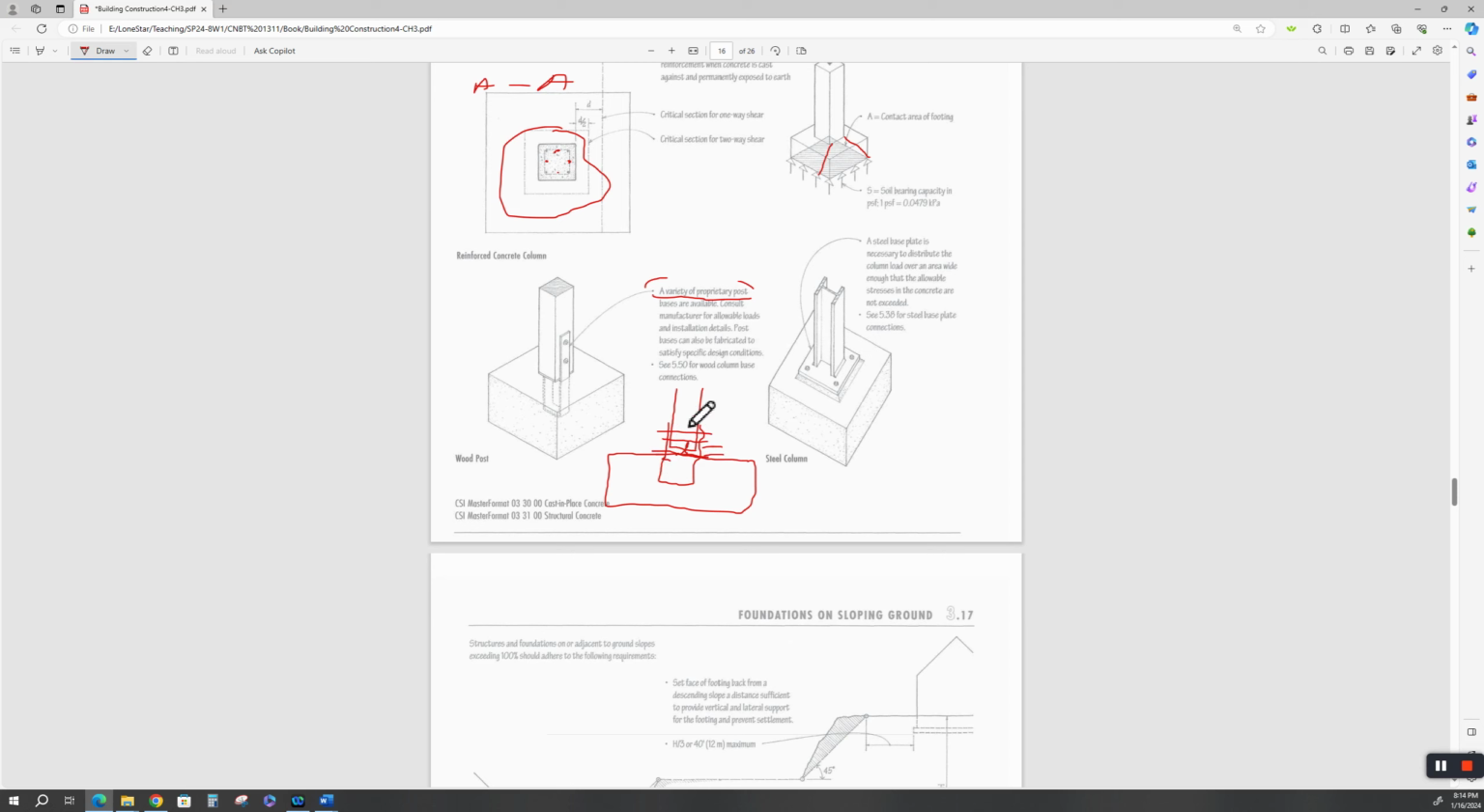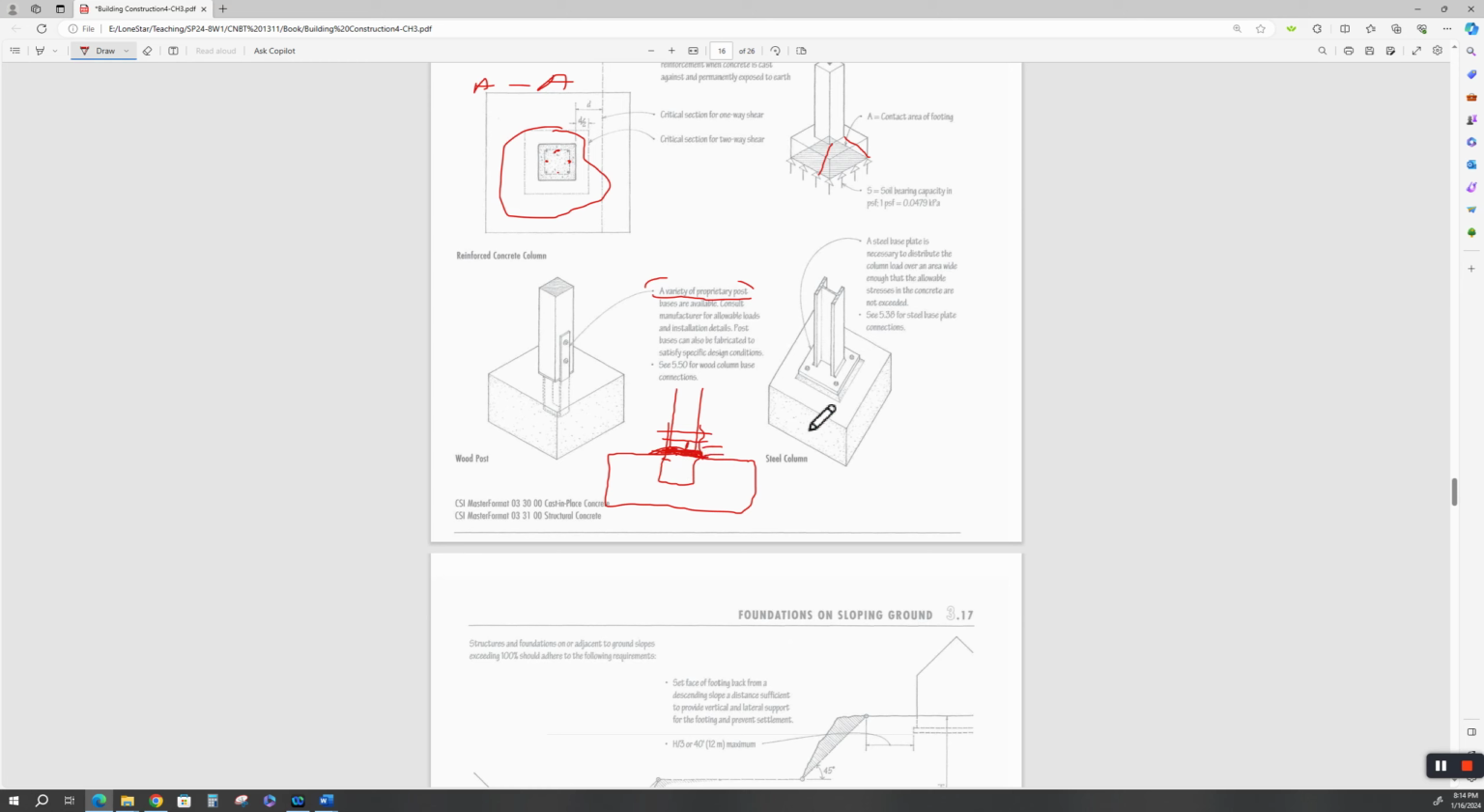Now, if you want that wood column to carry a lot of load, then you're going to need to get some expansive non-shrink structural grout, which is different than cement, and force that underneath there. If not, you're going to have a rot problem.